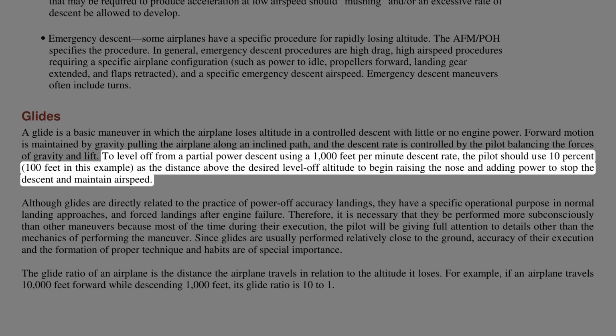To level off from a partial power descent using a 1,000 feet per minute descent rate, the pilot should use 10%, 100 feet in this example, as the distance above the desired level off altitude to begin raising the nose and adding power to stop the descent and maintain airspeed.